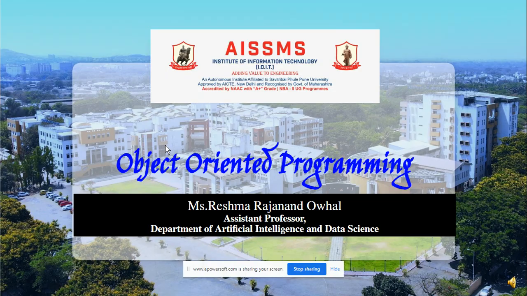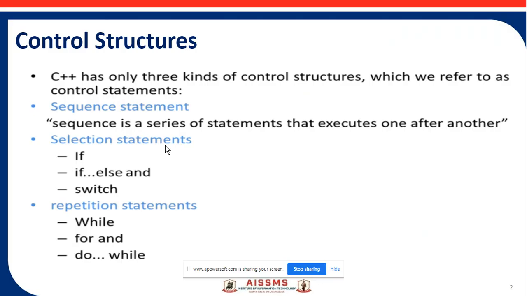Today our lecture is on object-oriented programming. In that we will see the control structures of OOP. First of all, C++ has only three kinds of control structures, which we refer to as control statements. First one is sequence statements. So what is it? Sequence is a series of statements that executes one after another.